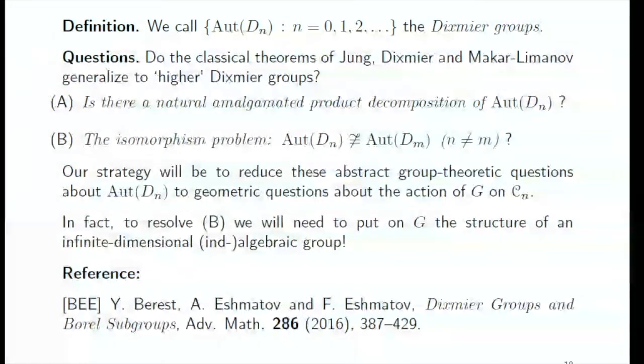So as I said, for n equals 0, we had this amalgamated free product decomposition. So a natural question: does it exist for any n? And the second question, which is much harder, is whether the groups are really different. These are big discrete groups, and we want to construct invariants. We want to show that n is determined by the automorphism group of D_n. So that was a preliminary, and this question was open for quite a while. Open means no one even had ideas how to approach it. And actually, we found a very interesting way to solve it.